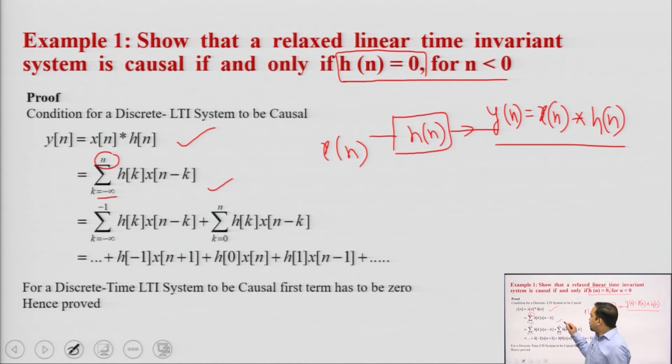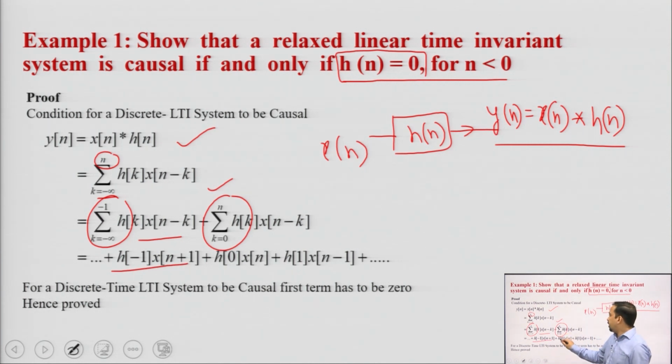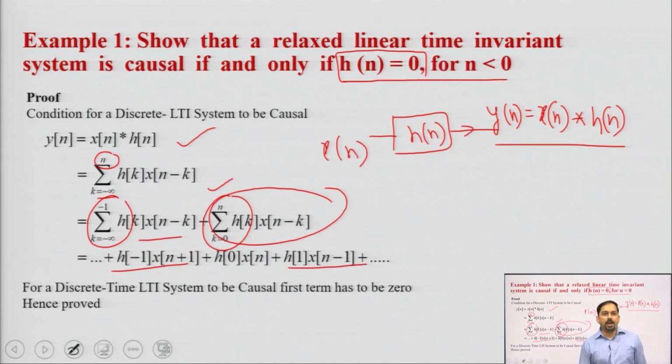We are just further breaking the summation here. I am taking the summation from minus infinity to minus 1, and the further summation will be k equals 0 to n. Let me expand this part, the left-hand side: the sum for k equals minus 1 gives h[-1] x[n plus 1]. Similarly, expanding the other part, h[0] x[n] plus h[1] x[n minus 1] plus h[2] x[n minus 2] and so on. So, there are some terms on this side and some terms on the left side.